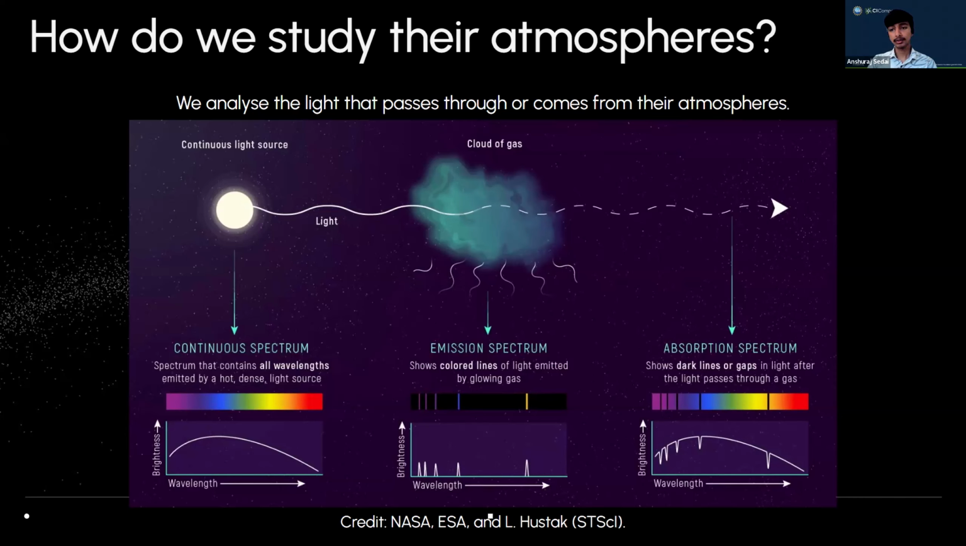Now, if the light passes through the cloud of gas and then we see it that way, then some of the chemical compounds might actually absorb the light that's coming from the star itself.